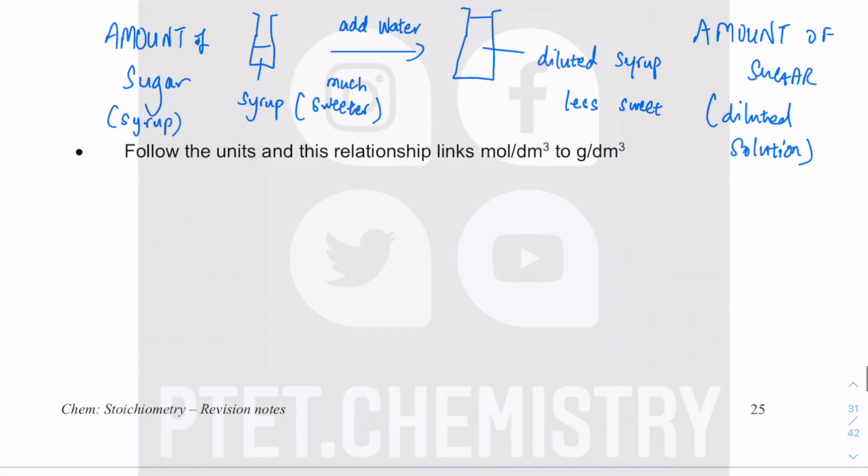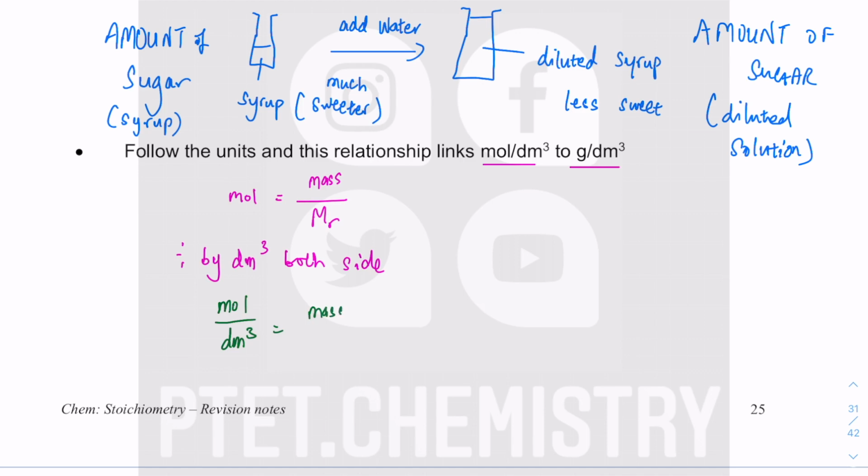The next thing is basically how we are going to link mole per dm cube to gram per dm cube. If I start off with mole equal to mass over mR, and I divide by dm cube on both sides, then I will get mole over dm cube, mass over dm cube, and mR.